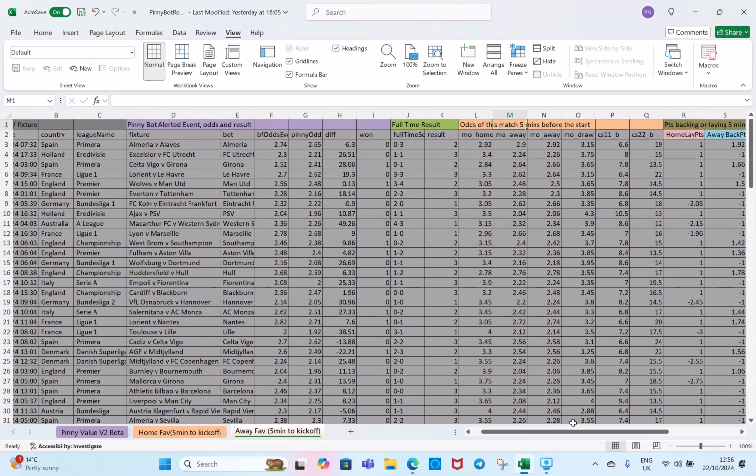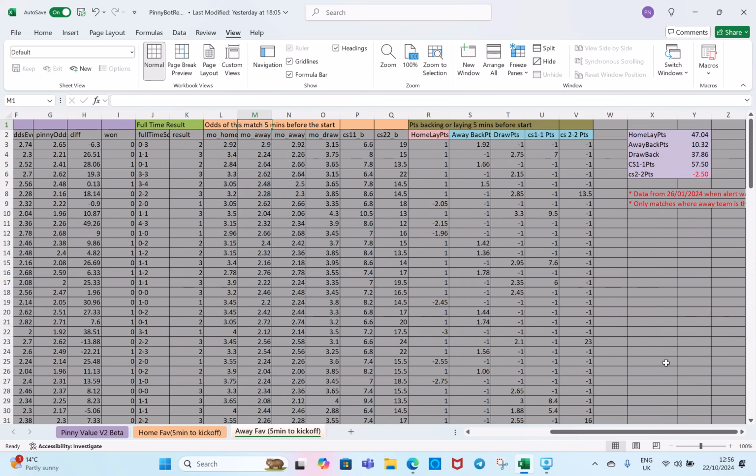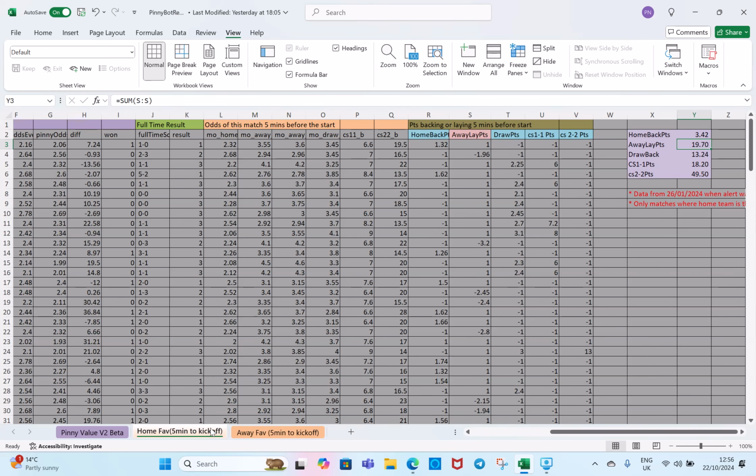The away, this is even more incredible, really. Laying the home side plus 47 points, back the draw 37 points, 1-1 57.5 points. So basically, I just lay either the home side or the away side.